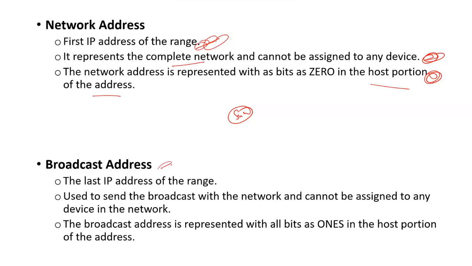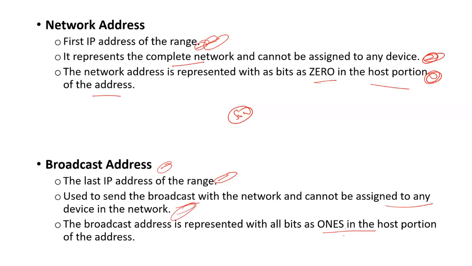And what is the broadcast address? It's the last IP address of the range, and it can be used to broadcast messages. It can't be assigned to any device in the network. Keep it in mind: in a network address, the host portion is 0, and in a broadcast address, the host portion is filled with 1s. I'll tell you later why we fill ones for broadcast and zeros for the network address. For now, you got it.